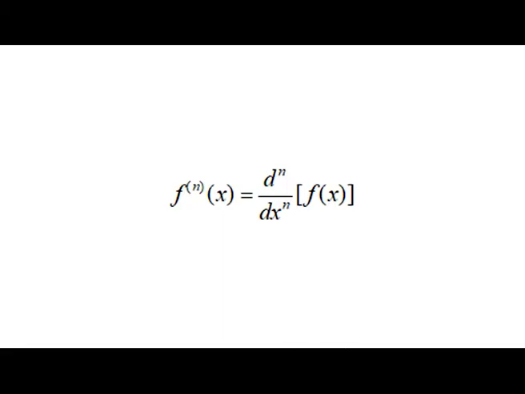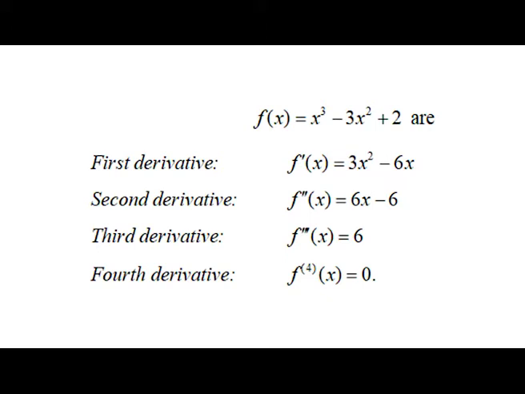Also, we note that f^(n)(x) equals d^n/dx^n of f(x). The first four derivatives of f(x) equal to x cube minus 3x square plus 2x: first derivative f'(x) equal to 3x square minus 6x, second derivative f''(x) equal to 6x minus 6, third derivative f'''(x) equal to 6, and fourth derivative f''''(x) equal to 0. Given function has derivatives of all orders, the fourth and latter derivatives all being 0.